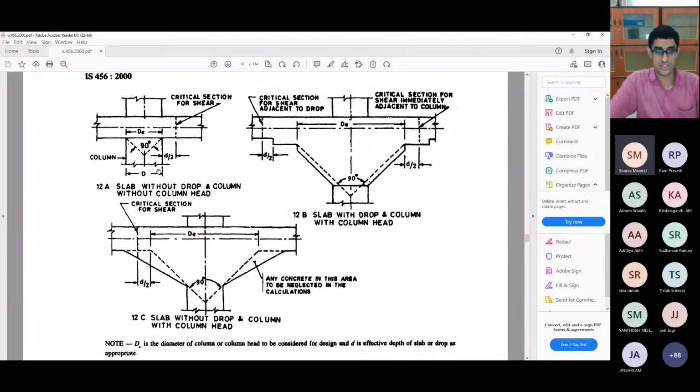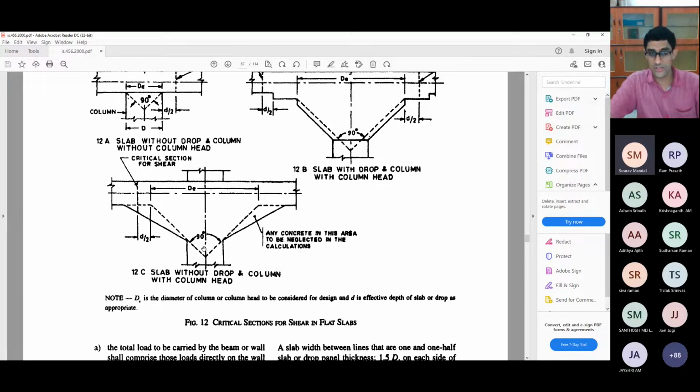So this is how you find critical sections for punching shear. It's always d by 2. If you do not have a column capital also, then directly from the face of the column you will take it at d by 2. If you have a drop and a capital, then from the drop take d by 2, where d is the depth of the slab.